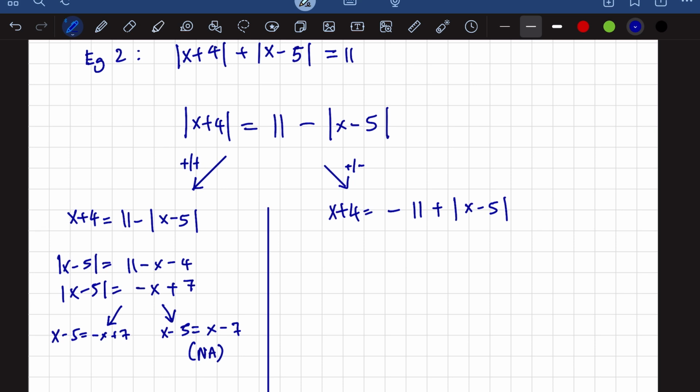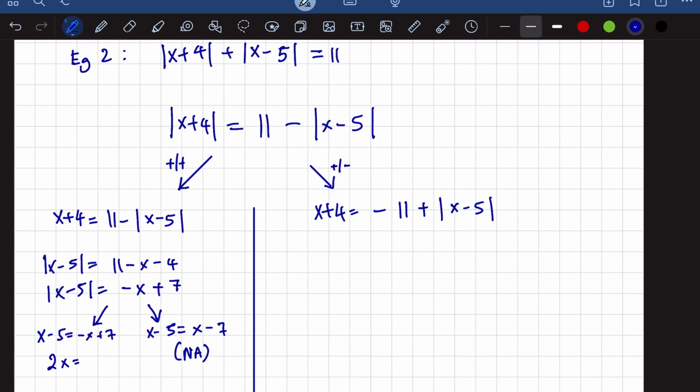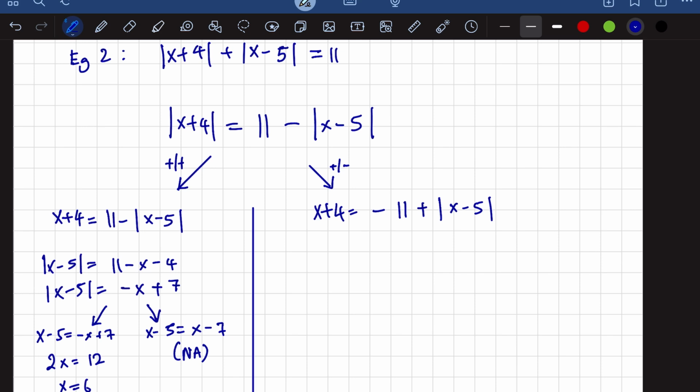We can solve the one on the left side. So 2x = 7 + 5. That is 12, right? And x = 6. All right, we have to, of course, always check the answer. So let's sub it in. So |6 + 4| + |6 - 5| is in fact 11. Yes, that's true. Okay, so this is correct. All right, so that's done on the left.